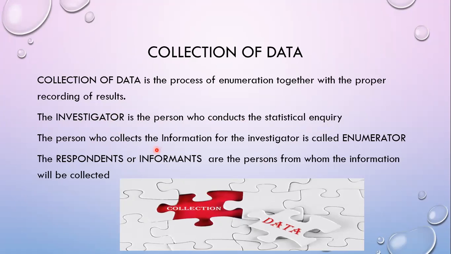Okay, now who is the enumerator? The person who collects information for the investigator. Now Adil is collecting information on behalf of me, so Adil will become an enumerator. The person who collects information for the investigator is called an enumerator. Okay, the respondents or informants are the persons from whom information will be collected. Now Adil will meet different students.